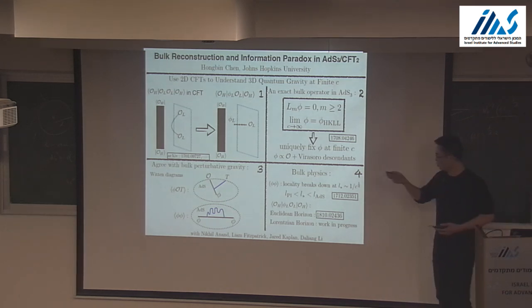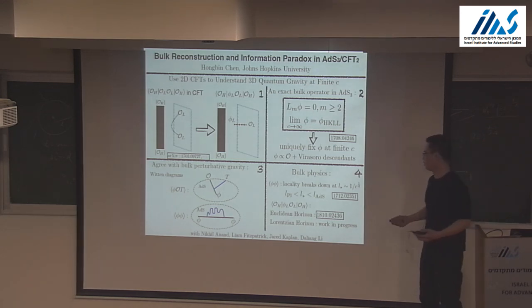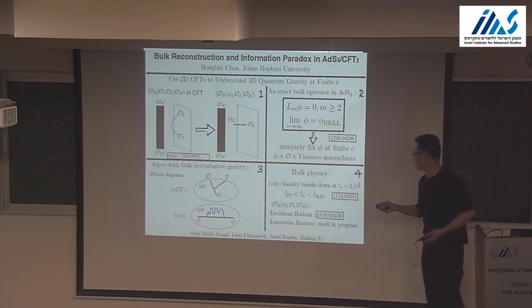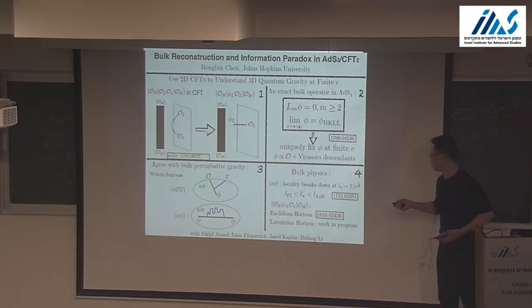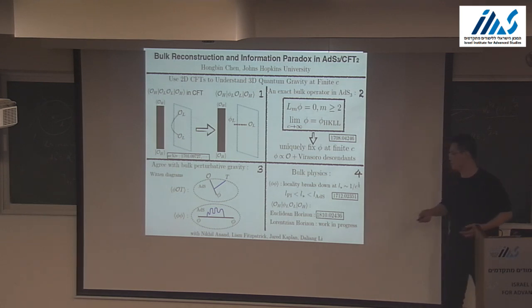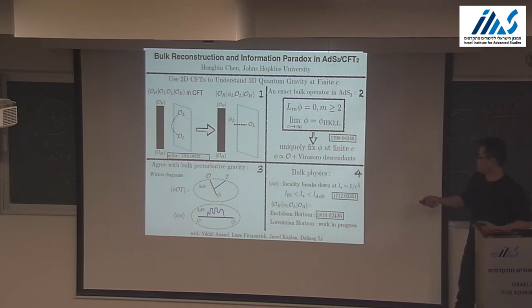So now that we have this bulk operator, we can use it to explore various interesting bulk physics. For example, we computed this bulk two-point function of phi, and we show that locality breaks down at a new length scale, L star, which is roughly 1 over c to the 1/4. This length scale is between the Planck scale and the AdS radius. This length scale also shows up as the string length scale in some AdS-to-string compactifications, but maybe that's just a coincidence.